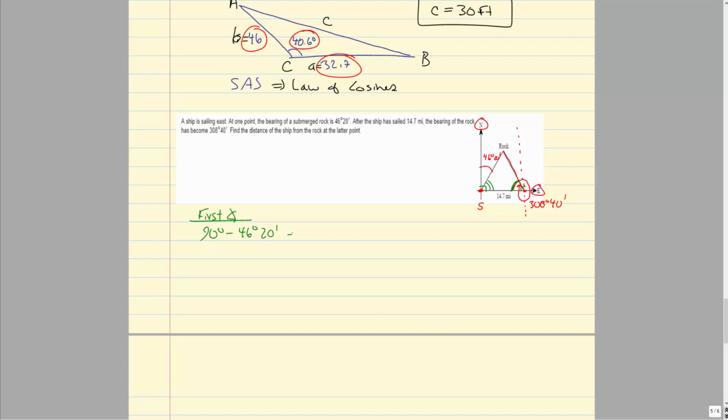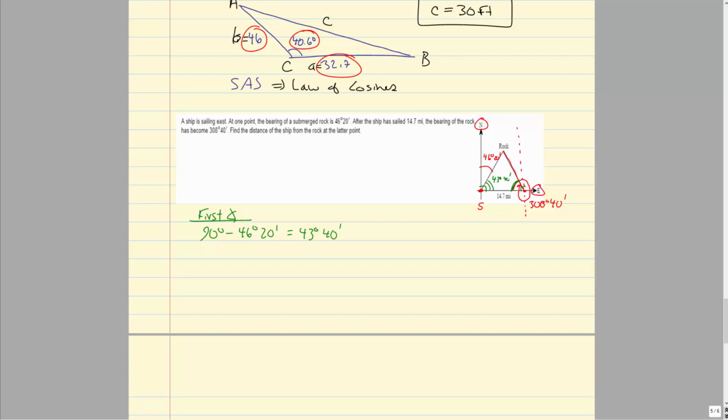So if I subtract 90 degrees minus 46 degrees 20 minutes, I end up with 43 degrees, 40 minutes. So this is 43 degrees, 40 minutes.